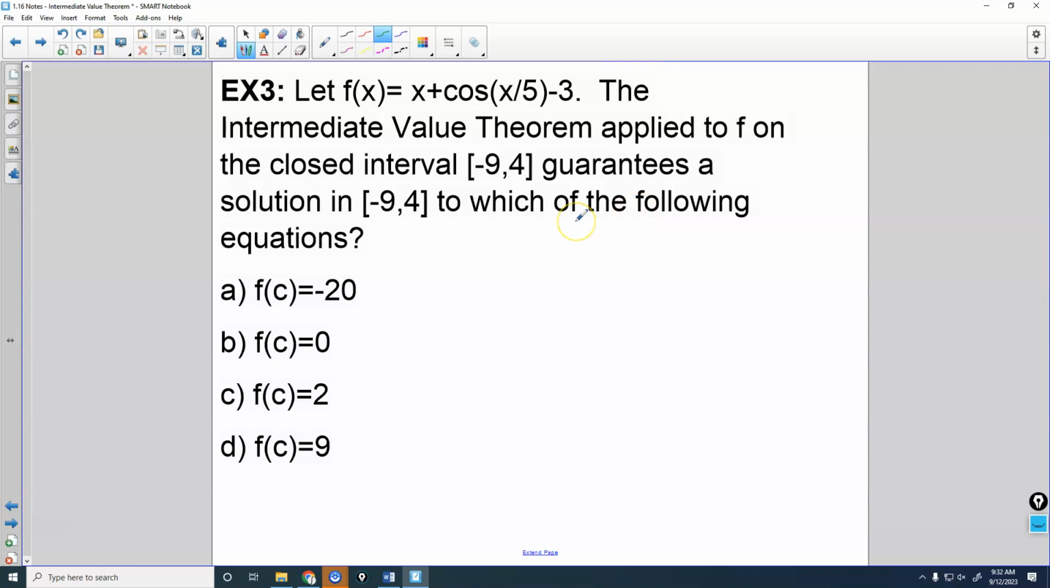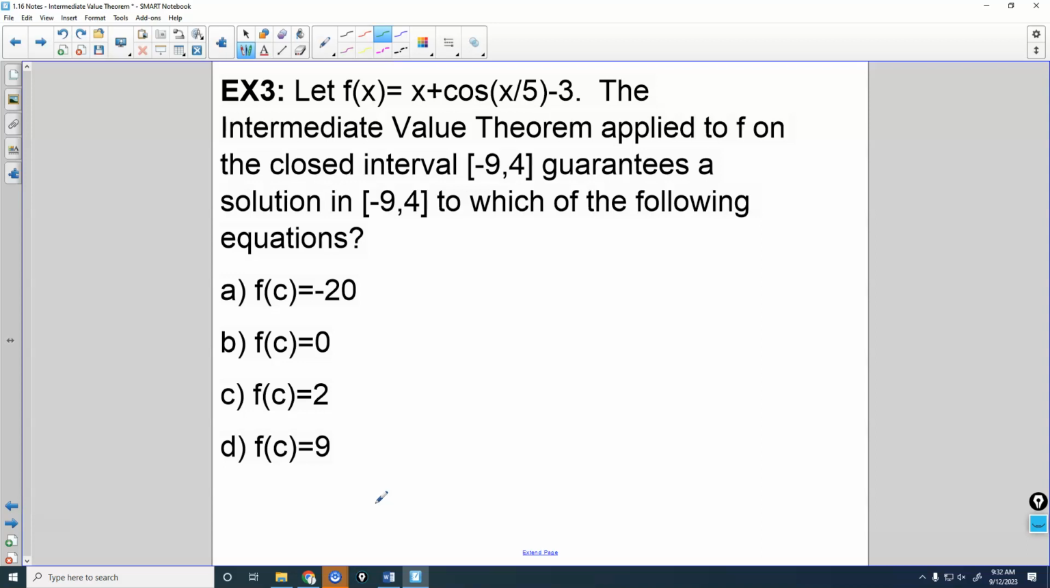Now, sometimes these show up in multiple choice questions like this. Let f of x equal x plus cosine of x over 5 minus 3. The intermediate value theorem applied to f on the closed interval from negative 9 to 4 guarantees a solution in negative 9 to 4 to which of the following equations?